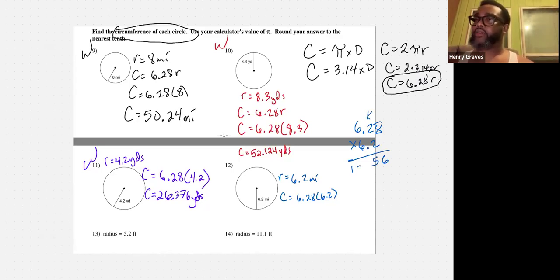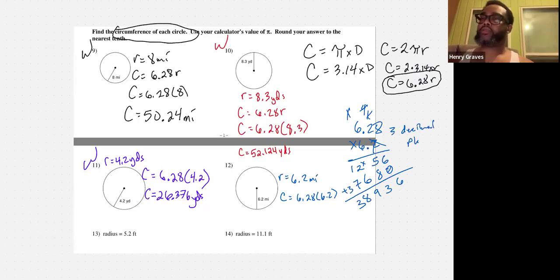6 times 8 is 48. 6 times 2 is 12. Plus 4 is 16. 6 times 6 is 36, plus 1 is 37. I add up, I get 6. That's 13. Put the 1. It's 9, 8, 3. Have 3 decimal places. So this answer should be 38.936 miles. I'm going to drop my pencil.